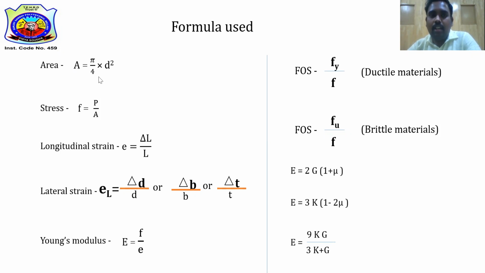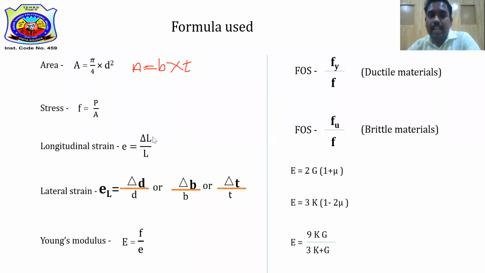for a circular cross section. If it is a rectangular cross section, the formula becomes A equals B into T, breadth into thickness. For stress, F is stress, and the formula is P by A. F equals P by A.